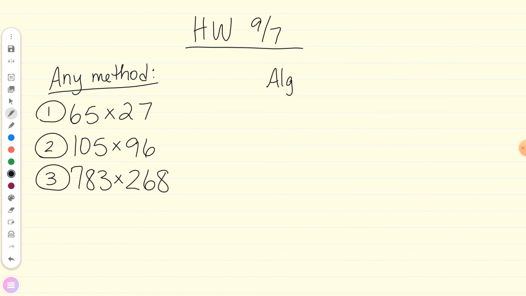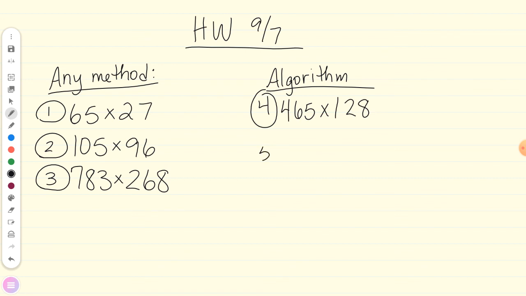On the last 2, I want you to use algorithm. And I'm going to make these ones up just because of time. Let's do 465 times 128. And 9, I'll give you a big one. 87 times 654.